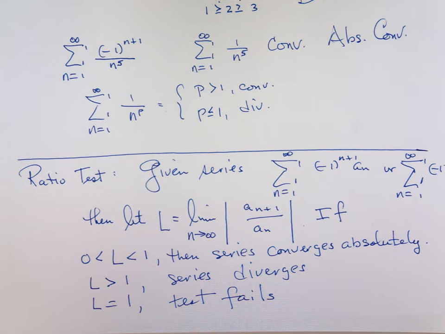Wait, what's this test fails? You have to do something else. The test is inconclusive. If it's an alternating series that you're testing, you may want to try an alternating series test. You may want to try something else, an integral test, something else. This test just doesn't cut it. It just doesn't work. You have to do something else.